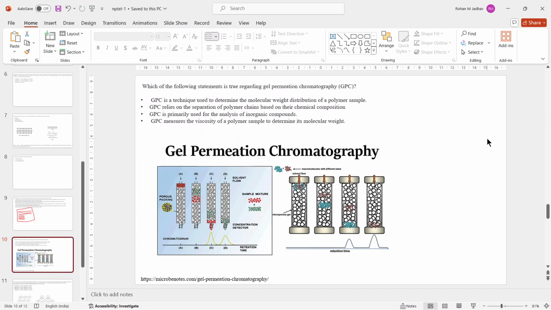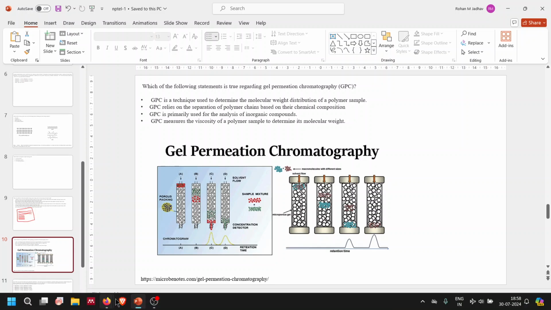Then we have gel permeation chromatography. It's a technique used for determining the molecular weight distribution of a polymer sample. We have a gel bead packed column where there are small pores inside it. It's quite porous in nature. And when you pass a polymer through the column itself, the larger molecules are not able to enter into the pores.